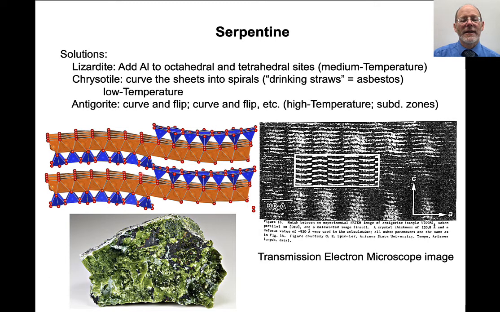This one then is antigorite. This is the bend and flip. So here's our silica tetrahedra, here's our octahedra, and here's a transmission electron microscope image. Here it bends and then flips over, bends and then flips over, bends the opposite direction, and so on.